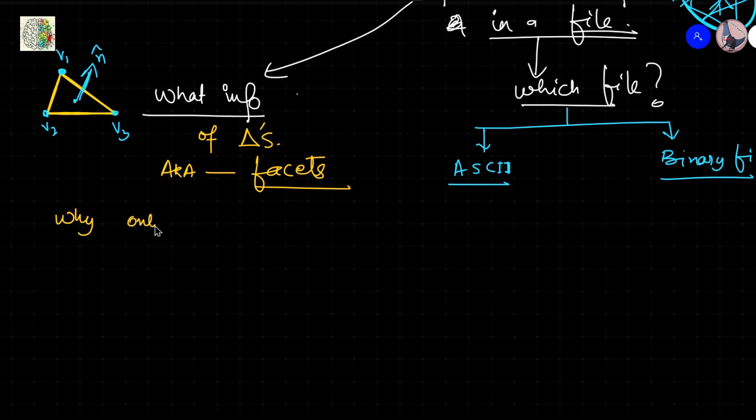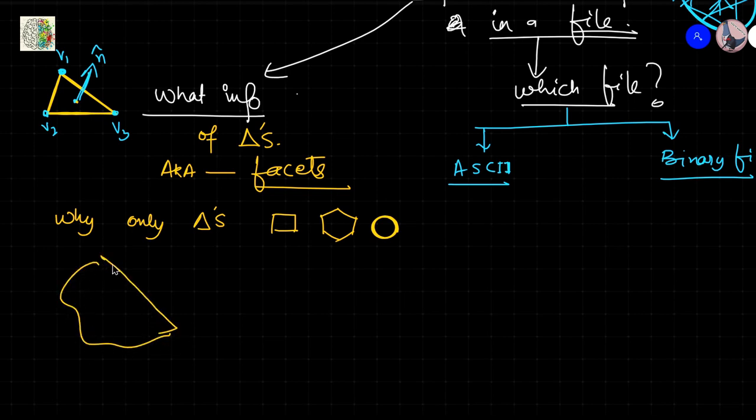Why only triangles? Why not square? Or why not hexagon? There can be so many shapes. Why not circle? Why were only triangles chosen? The reason is that for any object having a sharp corner or a vertex, triangles will be very accurate in mapping the information. That's the only reason why triangles are chosen.